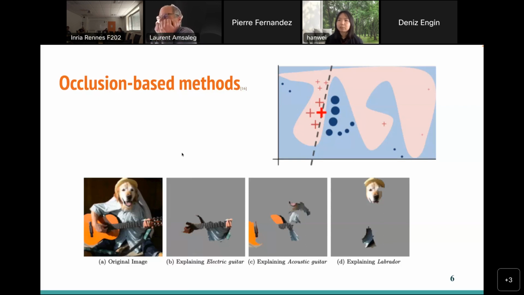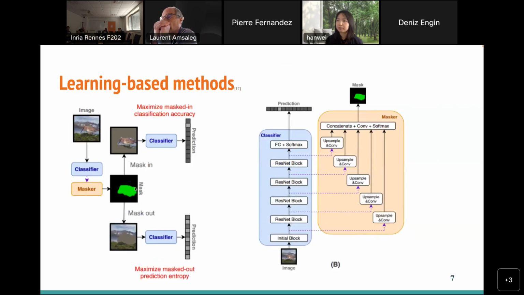So this method is fairer and more reliable. But it's also more expensive, because how reliable and how good it is depends on how many samples you generate. You normally generate hundreds or thousands of samples for one image, so it's quite expensive. And the next is the learning-based methods.